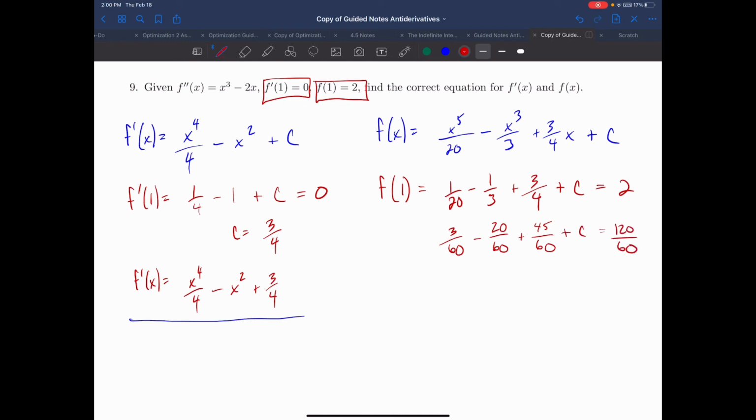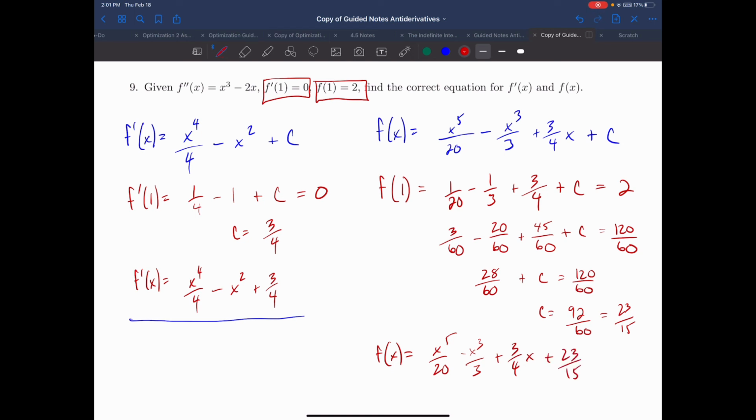So now I just add these up. I'm going to get 28 over 60 plus c equals 120 over 60. Subtract to get c equals 92 over 60, which simplifies to 23 over 15. So my function would then be f of x equals x to the 5th over 20 minus x cubed over 3 plus 3/4 x plus 23 over 15. So again, that's just like doing two problems in one.